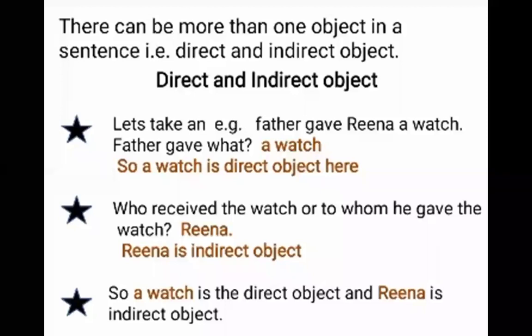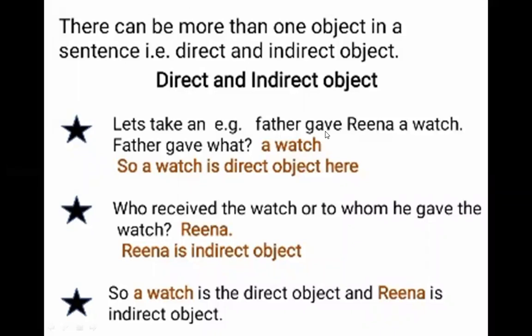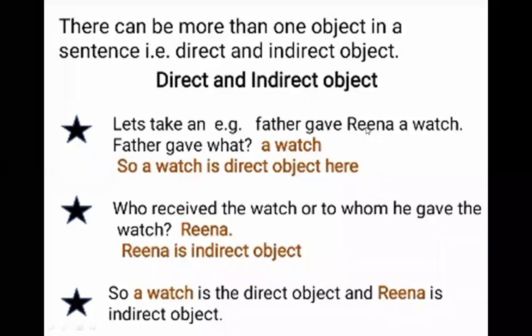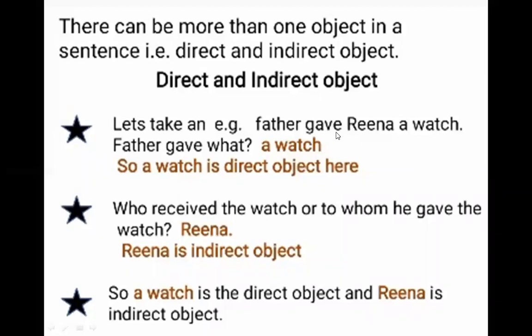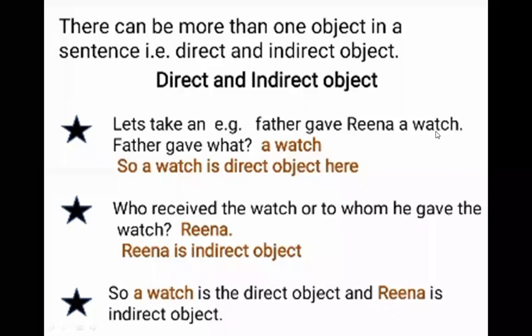So, Father gave Reena a watch. Now you see this sentence. Father is a noun, gave is a verb, Reena is again a proper noun, and watch is also a noun. It means there are three nouns in this sentence: Father, Reena, watch. Now, when we have to take out the direct and indirect object: Father gave. This is the doer, this is the subject. Father gave what? This is the main answer. Father gave, this is the object to the verb. So it is the direct object. A watch is the direct object.